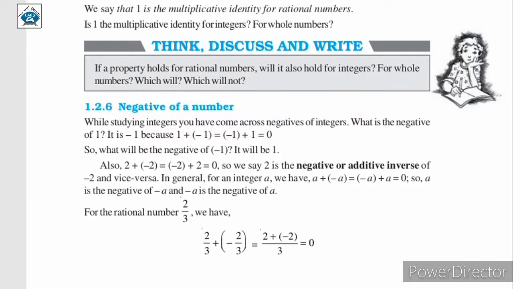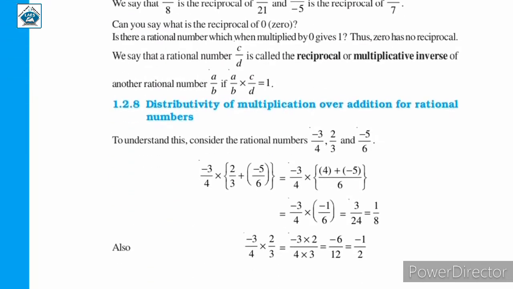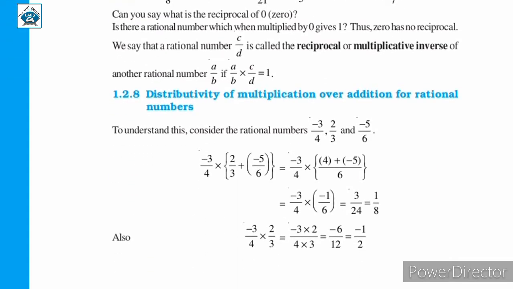In the previous class, we discussed about negative of a number. You now know the meaning of negative or additive inverse. We also discussed about reciprocal or multiplicative inverse of a rational number. And we discussed about distributivity of multiplication over addition for rational numbers.